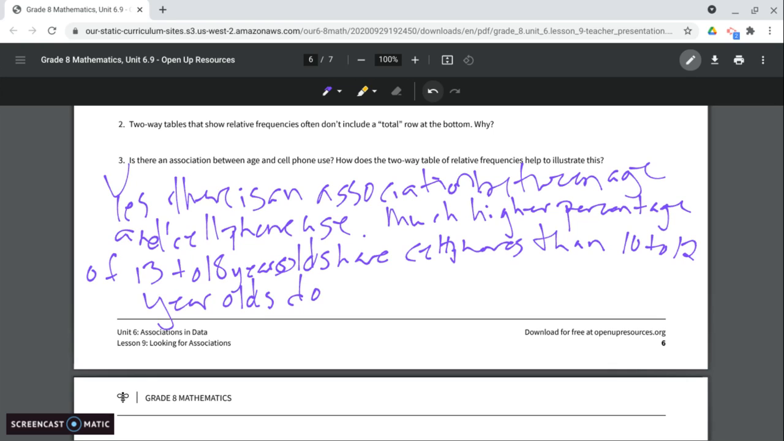All right, your keyword for this lesson is relative frequencies. Relative frequencies. If you guys have any questions, feel free to ask.